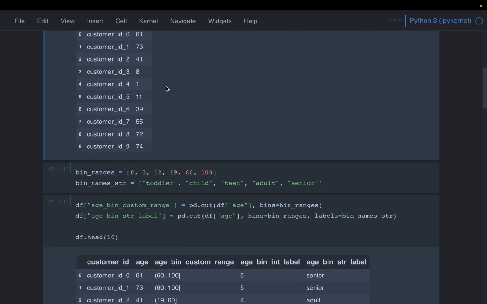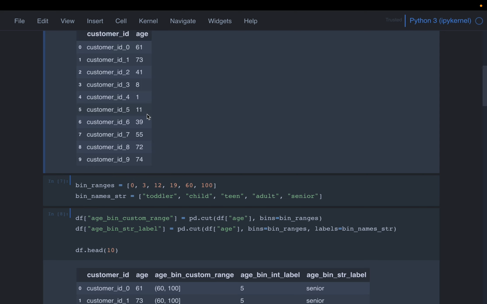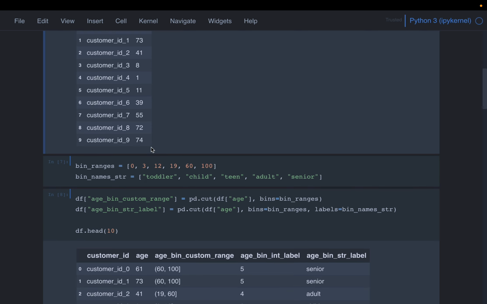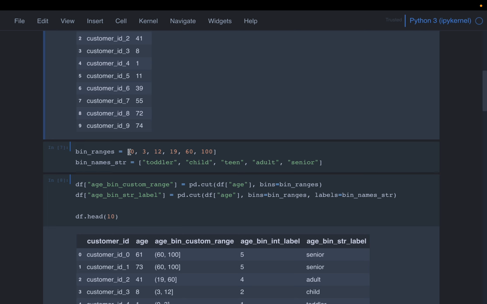So in such a scenario, rather than using the raw age as it is, we might bin it into custom bins. For example, here, all the customers or persons between 0 to 3, we are grouping them as toddler. Between 3 to 12, that's as child.